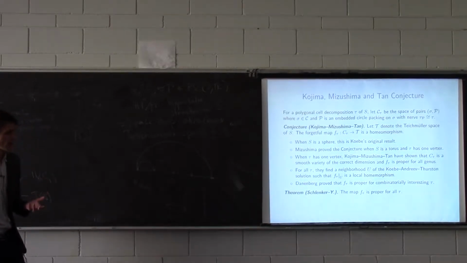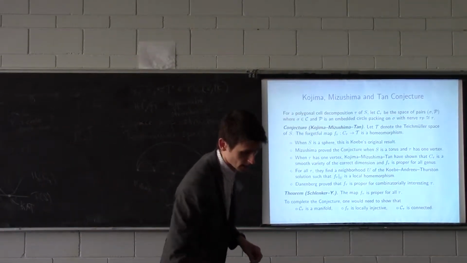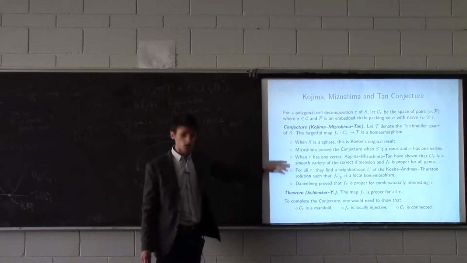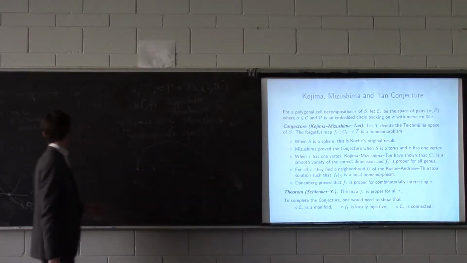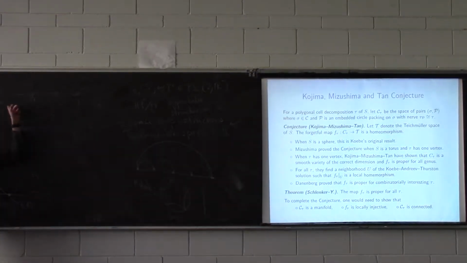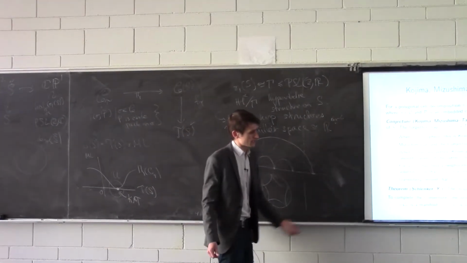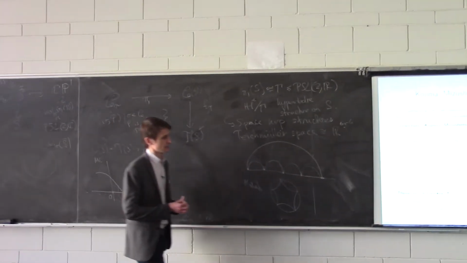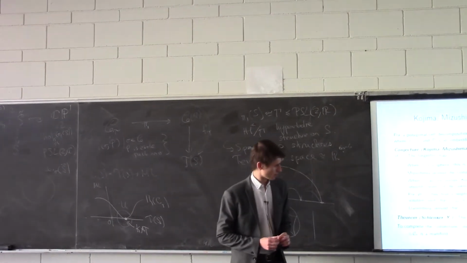The things that we don't have currently are the following. We don't have that C tau is always a manifold. We know that it's a variety, we just don't know it's smooth. We don't have that it's locally injective. We don't even know if this is injective. And we also don't know if it's connected. There are approaches to all of this, but it's still an open question.